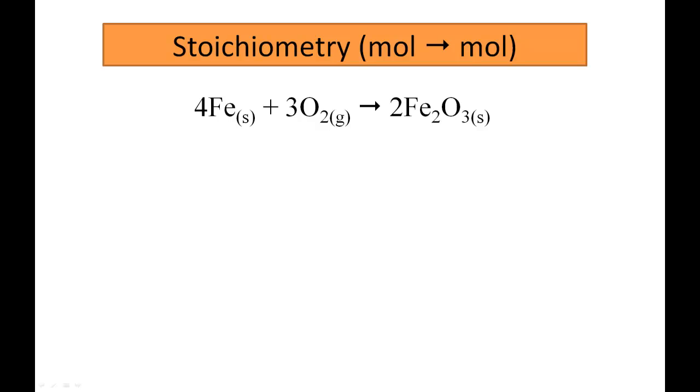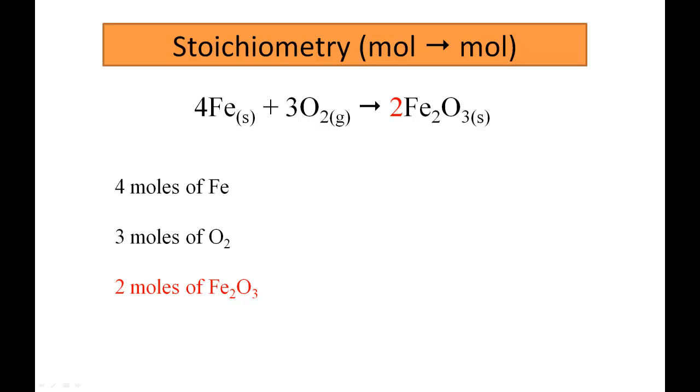So let's look at this balanced chemical equation here. 4Fe plus 3O2 yields 2Fe2O3. What this really represents in a balanced chemical equation is that there's 4 moles of iron reacting with 3 moles of oxygen and producing 2 moles of Fe2O3. If you can keep that in mind and understand that these coefficients represent the number of moles of each one of these substances, you'll find that stoichiometry will be quite easy.